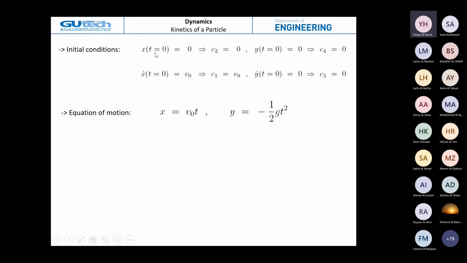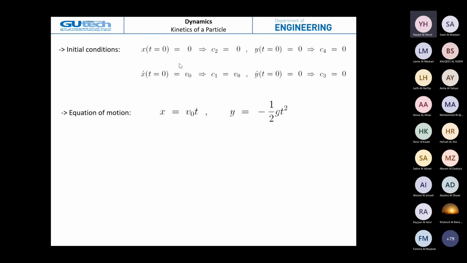Now we have the initial conditions, of course, to determine the constants of integration. We have x at time equal to 0 is equal to 0. Then we get c2 is equal to 0. The same for y direction. We have y at time t equal to 0 is equal to 0. Then we get the fourth constant equal to 0.